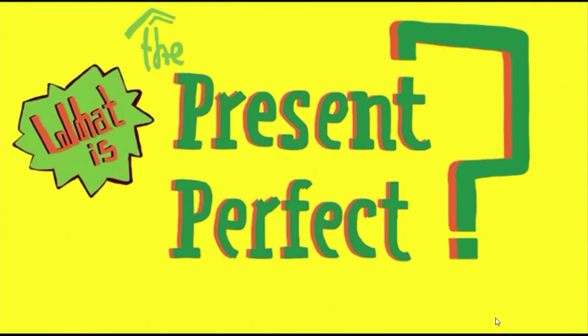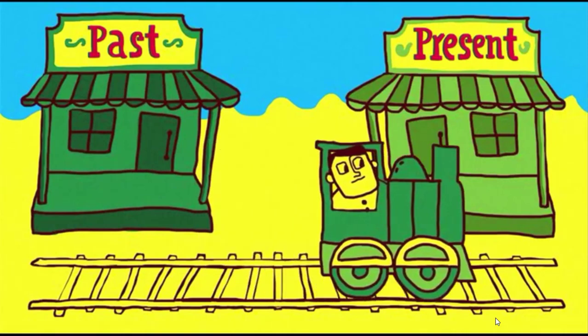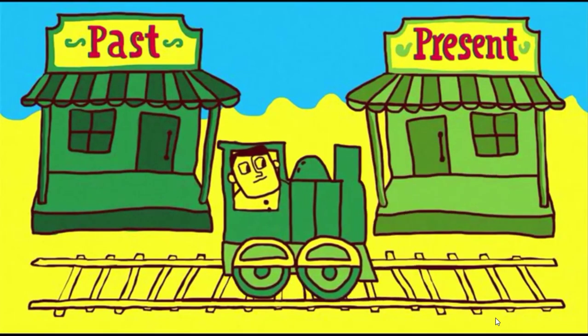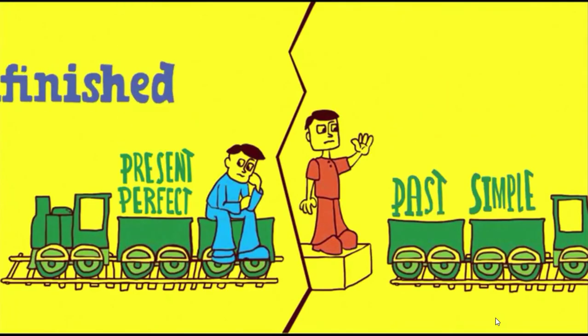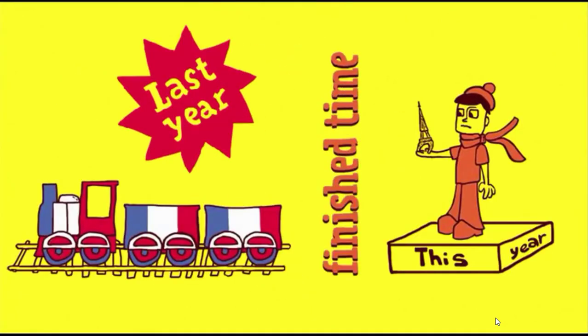What is the present perfect? The present perfect is unfinished time. What is unfinished time? Unfinished time is an unbroken connection between the past and the present. A good way to understand it is to compare unfinished time with finished time. With finished time, we use the past simple. I went to Paris last year. Last year is finished time.